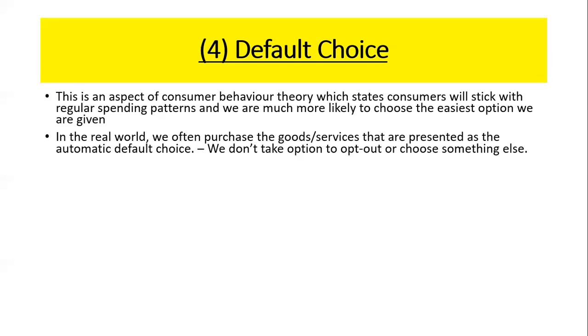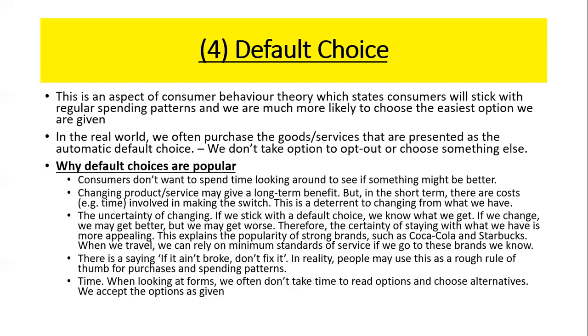In the real world, we often purchase the goods and services that we are presented as the automatic defaulted choice, often the status quo. So again, status quo bias can create defaulted choice. We don't take the option to opt out or choose something else. Why defaulted choices are popular. Consumers don't want to spend time looking around to see if there is something out there that is slightly better.